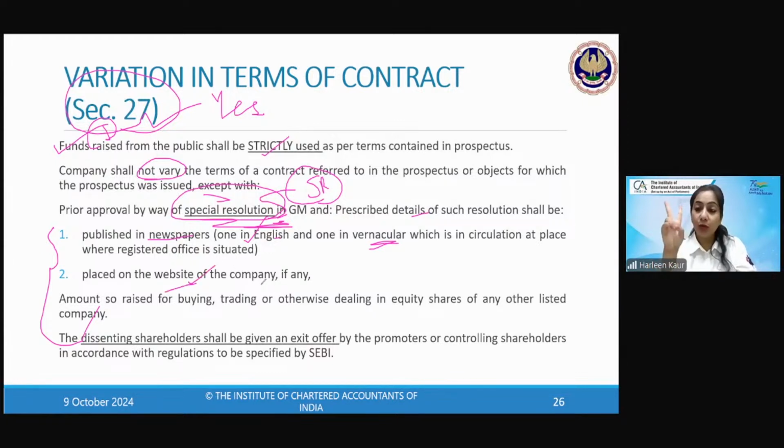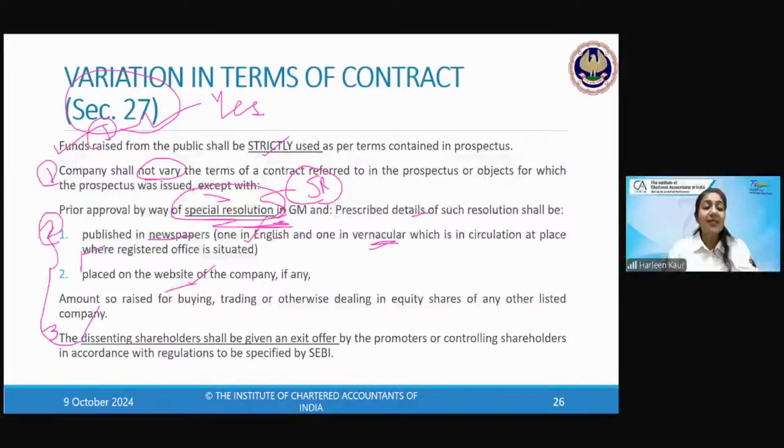So two things I've told you. Number one, you need to pass the SR. For SR also, the board's approval will be required, which is very important. So SR needs to be passed. And for passing this SR, you will be publishing the notice in the newspapers and also on the website of the company. Point number one, SR needs to be passed. Point number two, in the newspaper you will be giving. And point number three, also on the website.